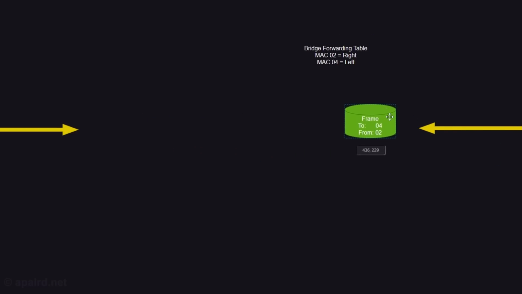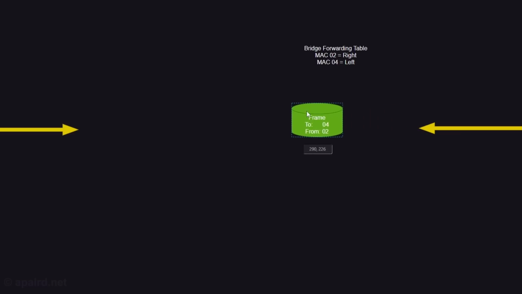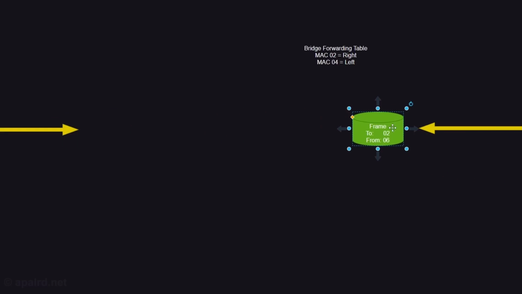So they keep talking. We get another frame in. This one is to 04 and from 02. And this way, I know from my forwarding table that 04 is on the left. So I know I have to forward it to the left. Now I get a frame in that says to 02 from 06. So I look at my forwarding table and I say MAC address 2 is on the right. That means there's no reason to forward this frame to the left because I already know that 02 is on the right, so they already must have received it. And as a bonus, 06 is on the right now too.